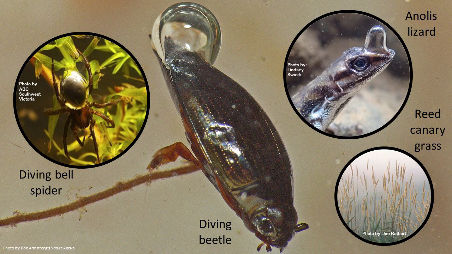This is similar to other semi-aquatic organisms that use air bubbles to prolong their time underwater, such as reed canary grass, that use these air bubbles to prevent drowning during the rainy season, and diving beetles and diving bell spiders that use air bubbles that form over their body to hunt underwater, as well as anolis lizards that use air bubbles that form over their head or their nose to escape from predators.